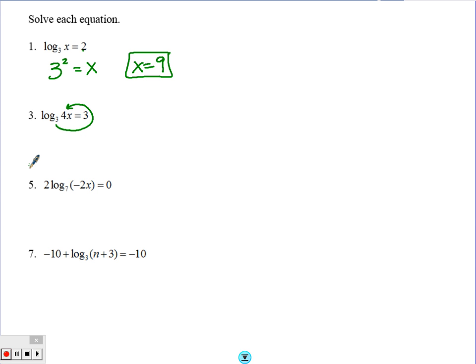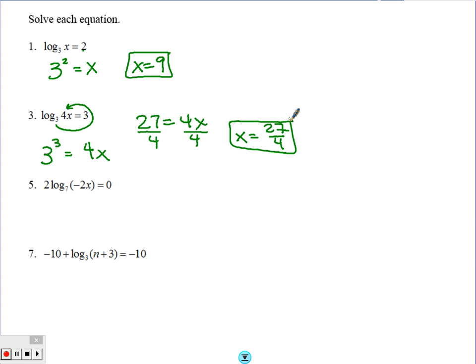All right. Now this, we want to rewrite it first. So I like to do a little arrow. This is in log form, this is in exponential. So log base 3 to the third power is equal to 4x. Now, this one I had the answer right away, but this one I have to do a little work. 3 to the third power is 27 equals 4x, so then I have to divide by 4. And that's my answer. X equals 27 fourths. And I can just leave it like that.